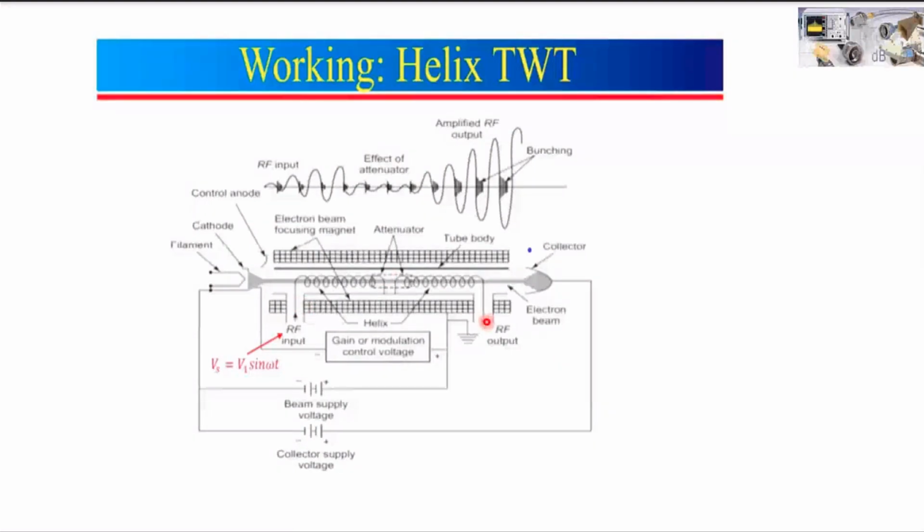And at this particular point, RF output is taken. At the center of this helix, there is an attenuator present, which is placed to attenuate the reflected wave. Again, in that particular tube, there is an electron beam focusing magnet, that is nothing but a permanent magnet all around this tube, which is used to provide magnetic field to hold the electron beams.